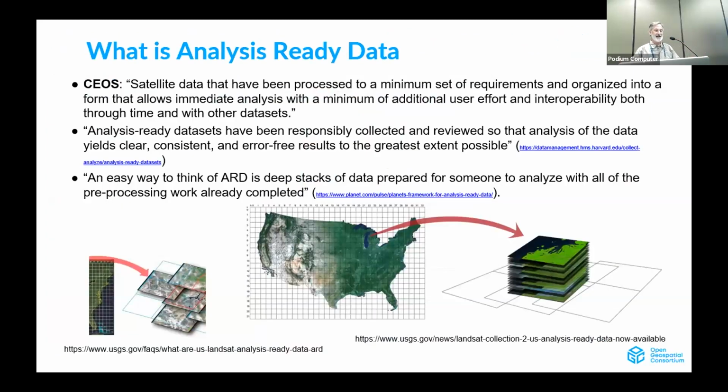So every one of us has to talk about what is analysis-ready data, and the CEOS definition is particular to satellites, but it's very cogent. It says, these are specific measures to take. There are other definitions that have been developed. There's a perspective of really documenting the collection, showing that it's been responsibly done and reviewed, with clear, consistent, and error-free results to the greatest extent possible. So that's a very general, broad definition applicable to any data. And one from Planet is very concrete. It's like ARD is a way to make deep stacks of data so that you already have the stack. You can stack it with other things. You can connect it together. So that focuses on the ability to move right into tools for analysis and visualization and combine with other sorts of data.